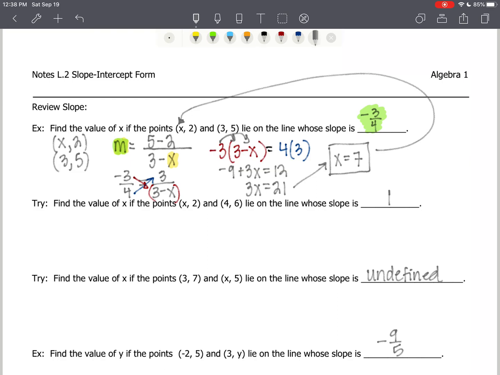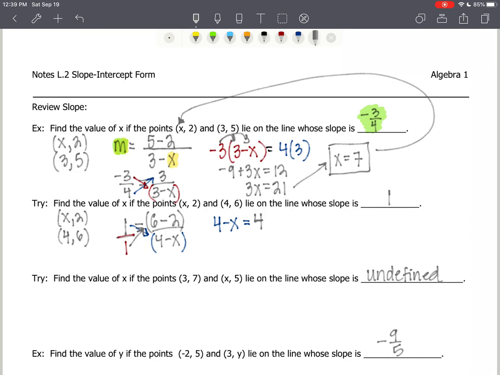Okay, the first thing I would do, obviously, is line up my ordered pairs vertically. And then I would say the slope, which is 1, is equal to 6 minus 2 over 4 minus x. Now, I cross multiplied, so I'm going to make this 1 a fraction, and I'm going to cross multiply. 1 times 4 minus x is just 4 minus x, and 1 times 6 minus 2, well, that's just 4. 6 minus 2 is 4. 1 times 4 is 4.